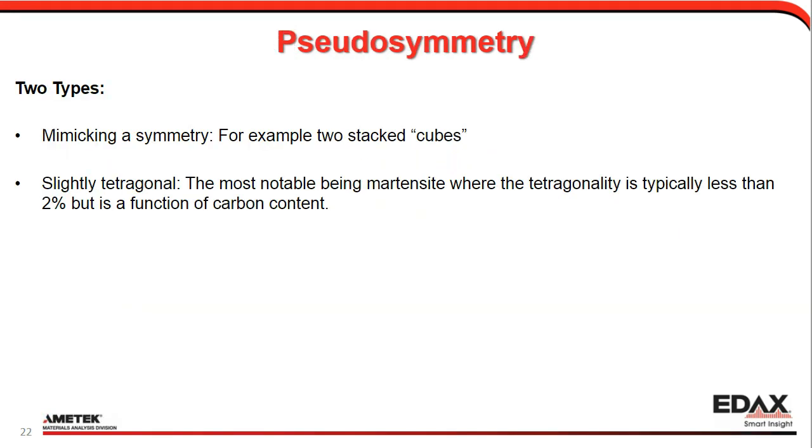In terms of pseudosymmetry, I wanted to come back to this and just add a few thoughts to it. In my mind, there's really 2 types that we tend to encounter. One is something that mimics one symmetry. An example is 2 stacked cubes, and I'll show you an example. The other, more common one is things that are, say, slightly tetragonal or orthorhombic. So you have a stretched cube, for example. The most notable example is martensite, and there the tetragonality is typically 2%, can be a bit more, but typically less than 2%. It's a function of carbon content, which is difficult to measure.